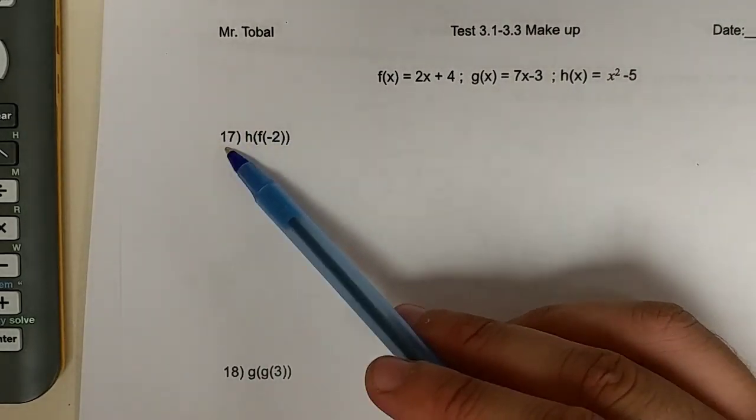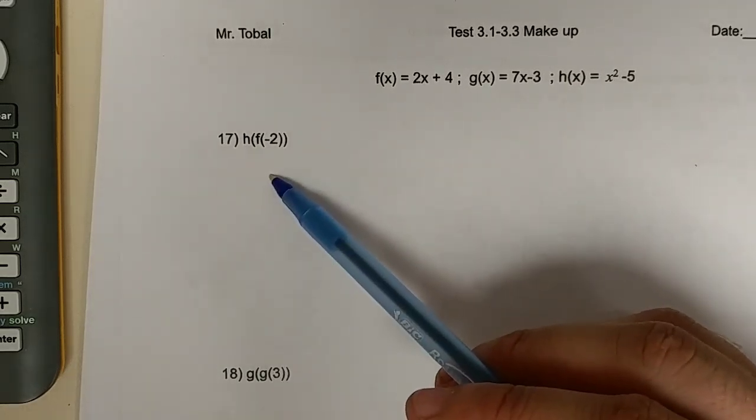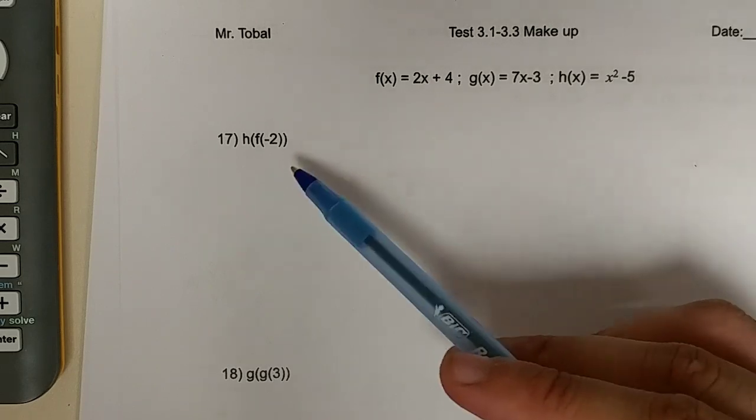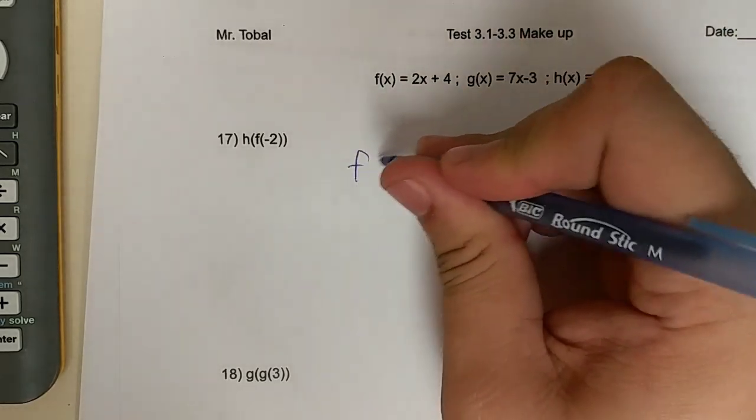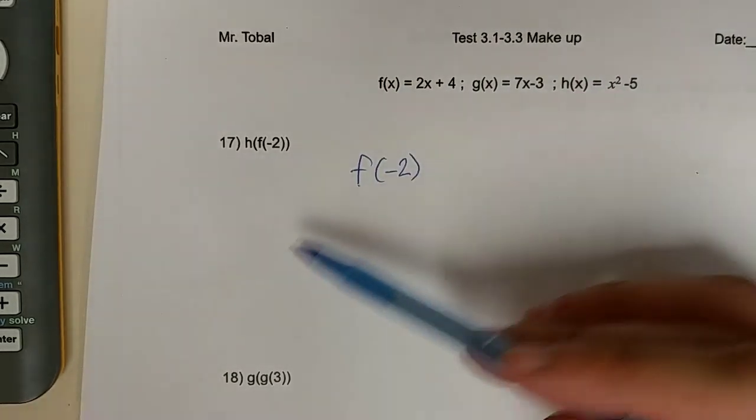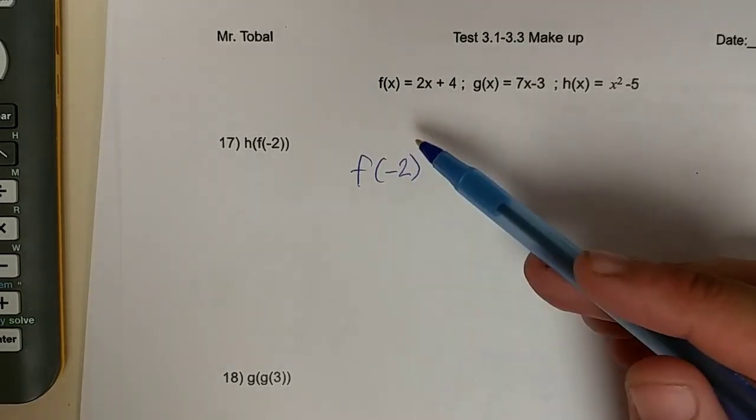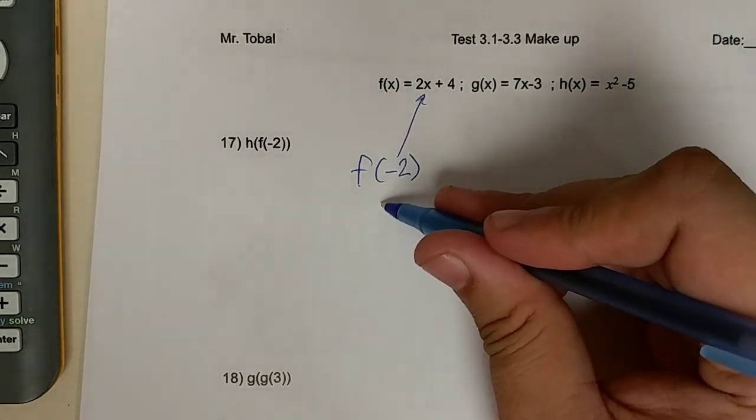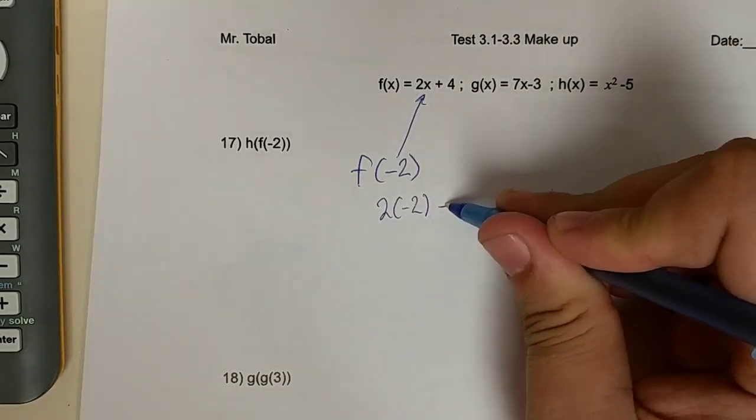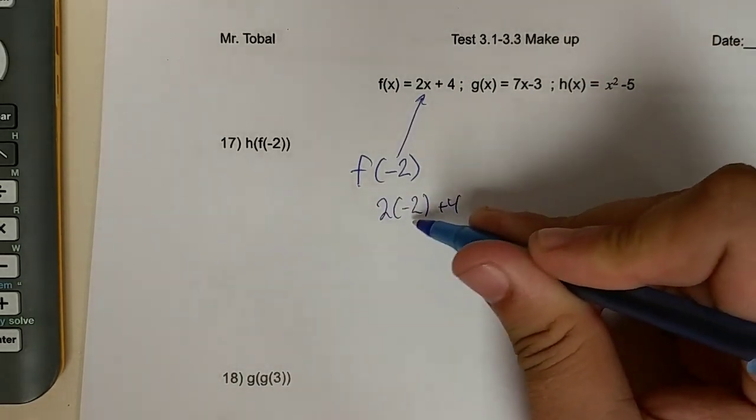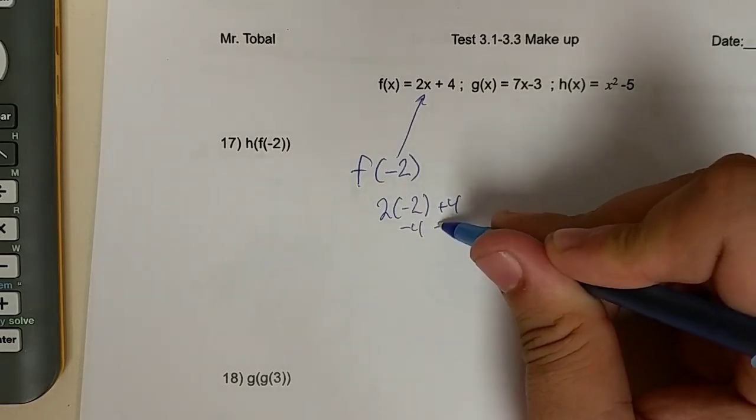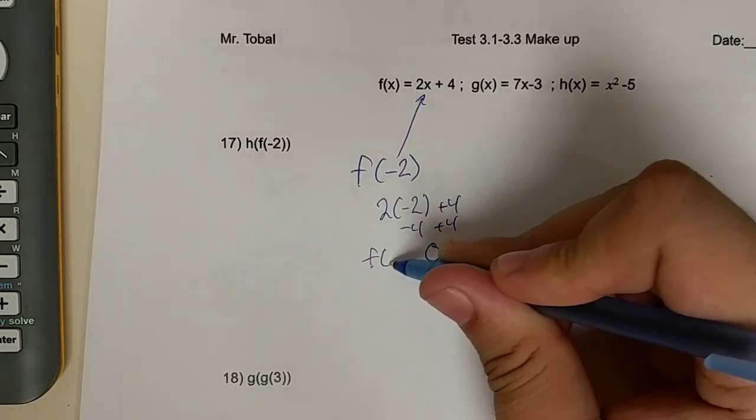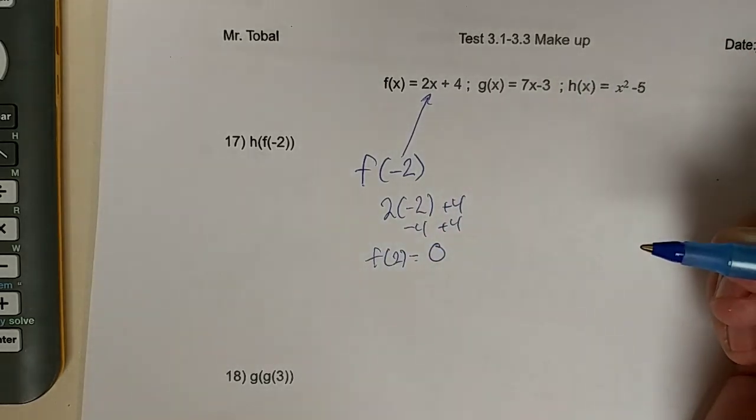F of negative 2 of h of x. Or f of negative 2. H of f of negative 2. I should say it like that. I apologize. So what I'm going to do first is f of negative 2. Just like the last question, I had a whole equation, so I replace x. So since I have negative 2, I'm going to replace just x with negative 2. So 2 times negative 2 plus 4. Negative 2 times 2 is negative 4 plus 4. Negative 4 plus 4 is 0. So f of negative 2 equals 0.